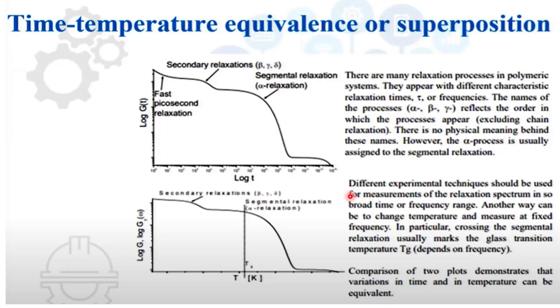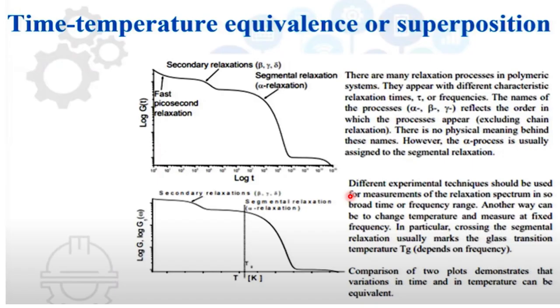Now, the time-temperature equivalence superposition principle. This is a very fundamental principle in the polymeric field. There are many relaxation processes in a polymeric system. We know that there is the glass transition, which is a second order transition. That is basically the relaxation of the segmental motion.